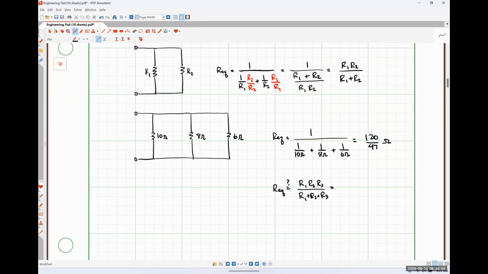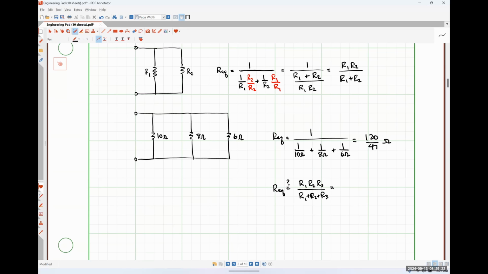Can anybody tell me why just by looking at it? Yeah. So if we look at the units of this thing here, what are the units of the numerator going to be? Ohms cubed. What are the units of the denominator going to be? Ohms. Is ohms cubed per ohm an ohm? It is not. So fundamentally, that has to be wrong.